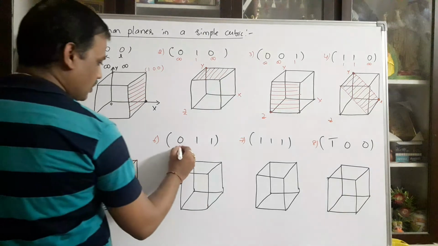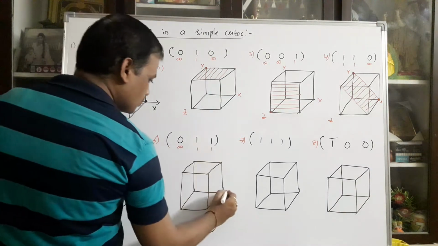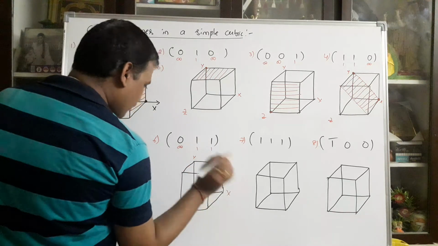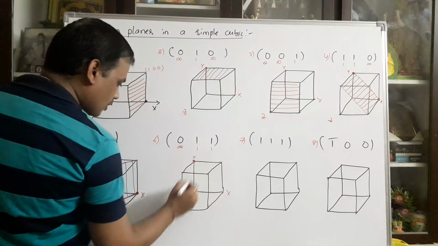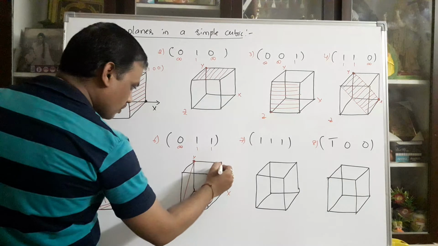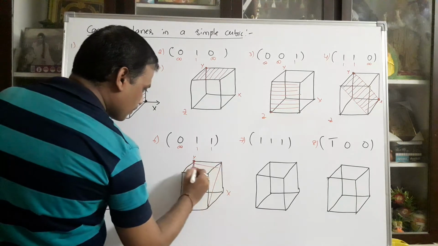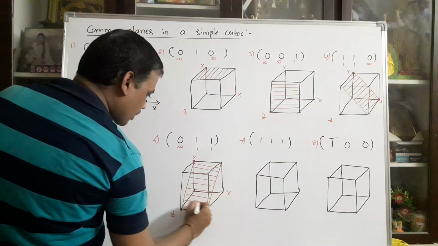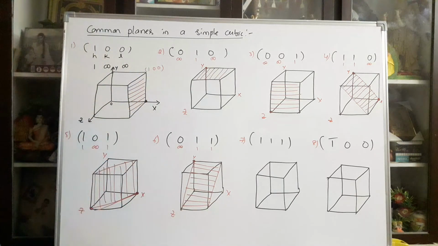After that, infinity, 1, 1. So x, y, z. So x is equal to infinity, y is equal to 1, z is equal to 1. So you can draw a line, the same line, like this. This plane is especially the 0, 1, 1 plane. This plane is parallel to x axis.